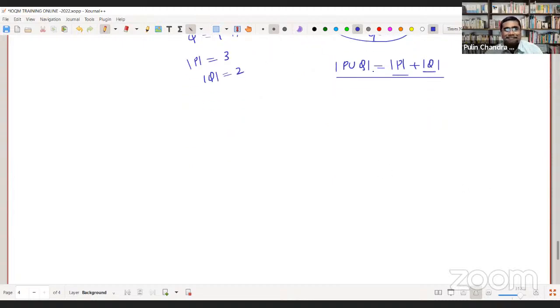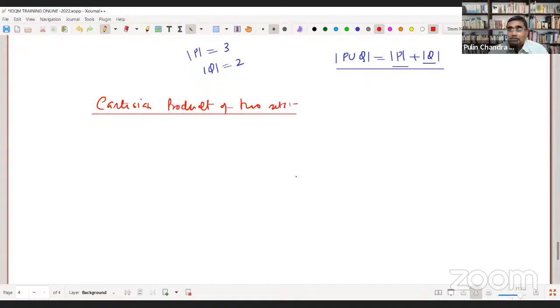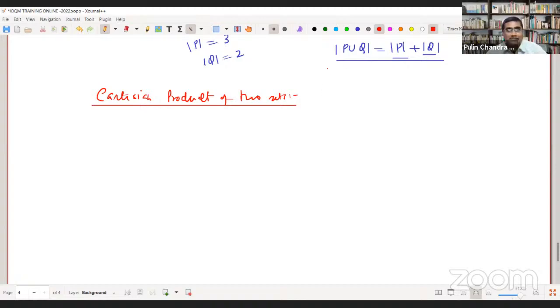Okay, so here, in set theory, there is one more concept, that is the Cartesian product. Cartesian product of two sets. So here also we will use the multiplication principle only. How? Let us first take a small example.